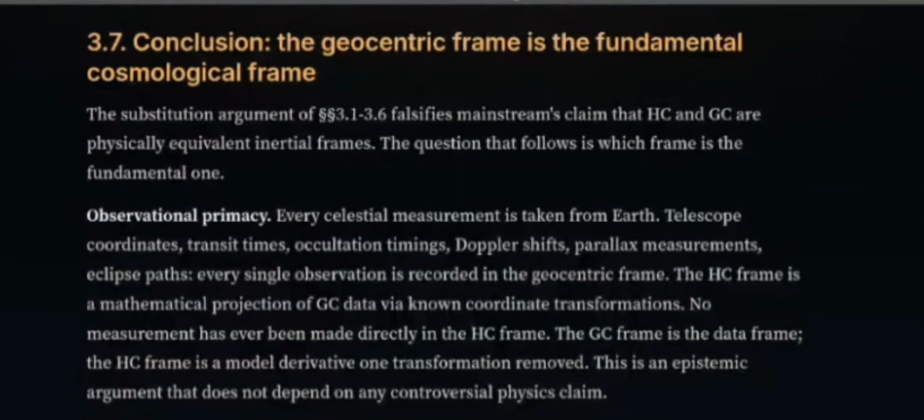So let's see. So the observational primacy here. So who has the more fundamental claim? Every celestial measurement is taken from Earth. The telescope's coordinates, transit times, occultation timings, future eclipse predictions, etc., all done in the geocentric frame. Doppler shift, parallax measurements, eclipse paths, all of that are done from the Earth. They're all viewed from Earth.